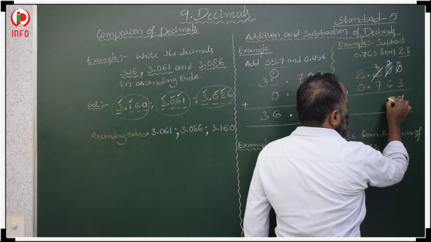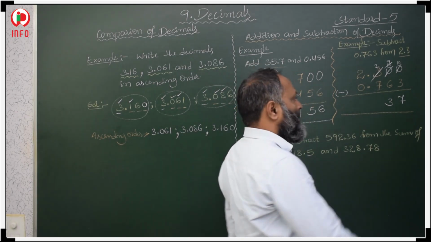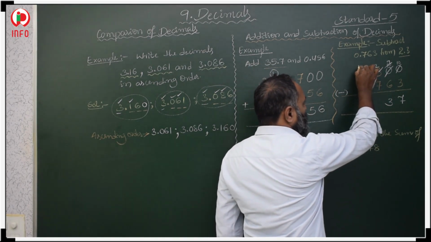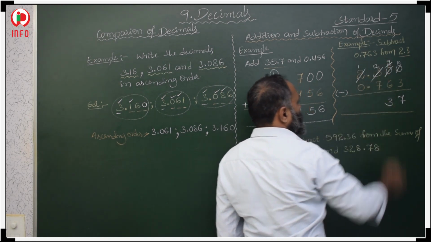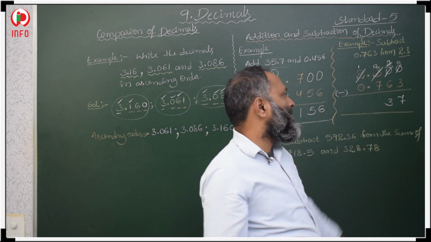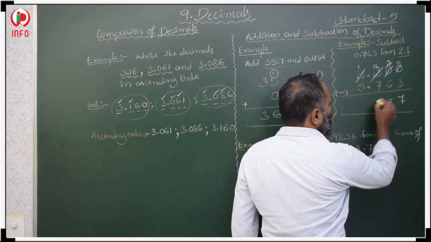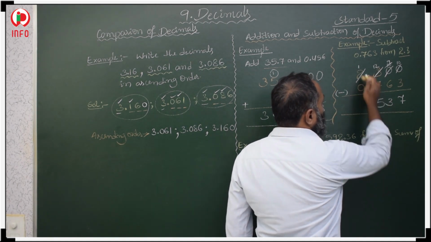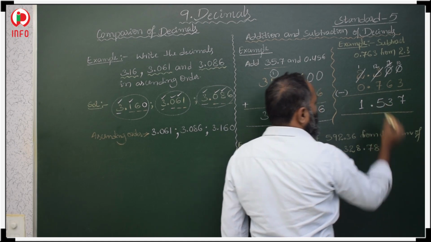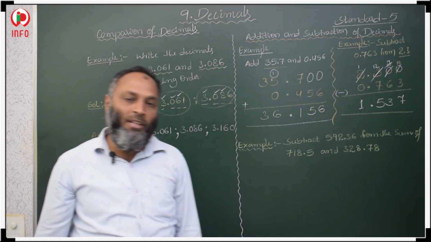9 minus 6 is 3. 2 minus 7 we cannot subtract. So borrow from here. So it will decrease by 1. Here it will increase by 10. That is 10 plus 2, 12. 12 minus 7 is 5. Point. After that point, 1 minus 0, 1. 1.537. So this is our difference.